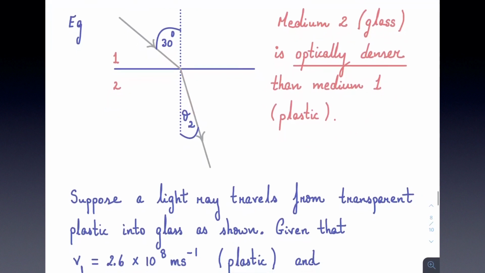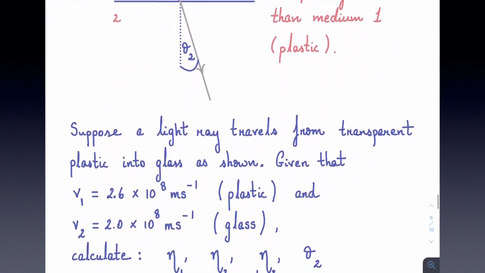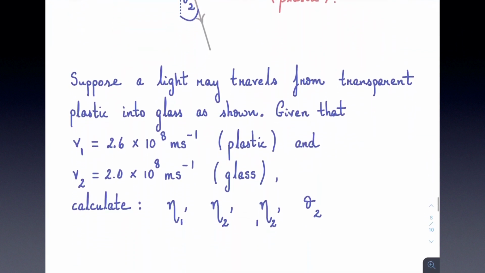The question is telling us that the angle of incidence is 30 degrees, the angle of refraction is unknown, we are given the speeds in medium 1, the plastic, and in medium 2, glass, and we are asked to calculate the absolute refractive indices of plastic, eta 1, and glass, eta 2, the refractive index of glass with respect to plastic, eta 2,1, and the angle of refraction, theta 2.